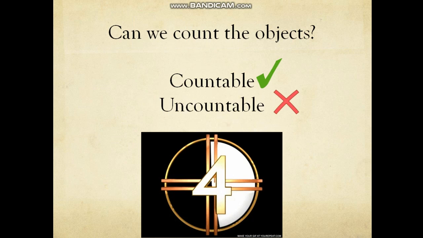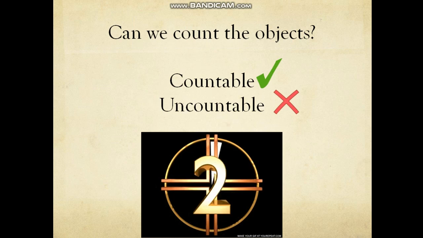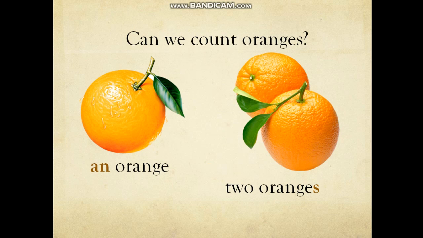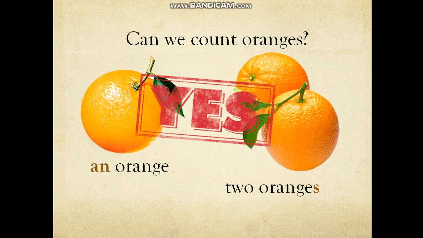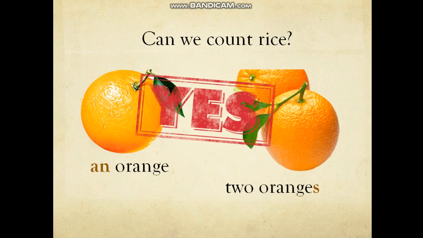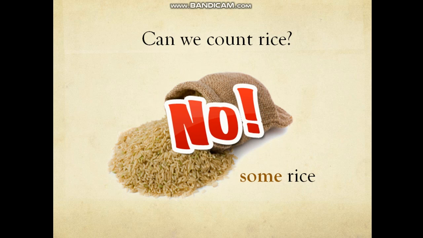Okay, let's play with me. Can we count the object? If yes, countable. If no, it's uncountable. Let's start. First, can we count the oranges? Okay, the answer is yes. An orange and 2 oranges. And then, can we count rice? Some rice? The answer is no.